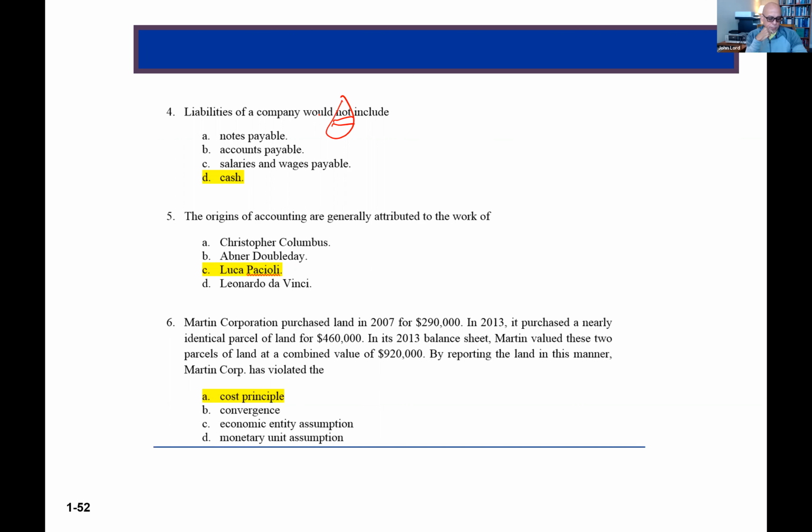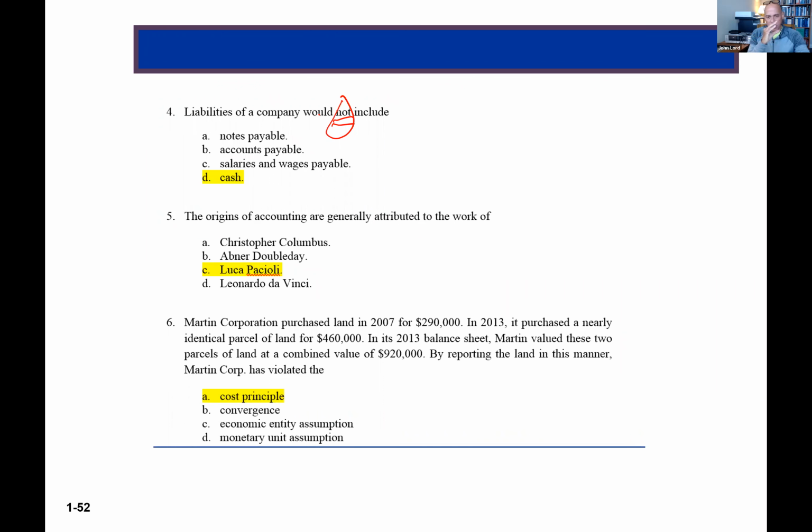Okay, good. Excellent. Number 5, the origins of accounting are generally attributed to the work of, and we didn't talk about this in class. This is more of a history lesson than anything, not something I would probably ask you on your exam. But back in the 12th century, Venice, which is part of Italy now, was seen as its own republic, and it was an economic hub. It's there in the middle of Europe, and there were a lot of things going on in Venice at that point in time.